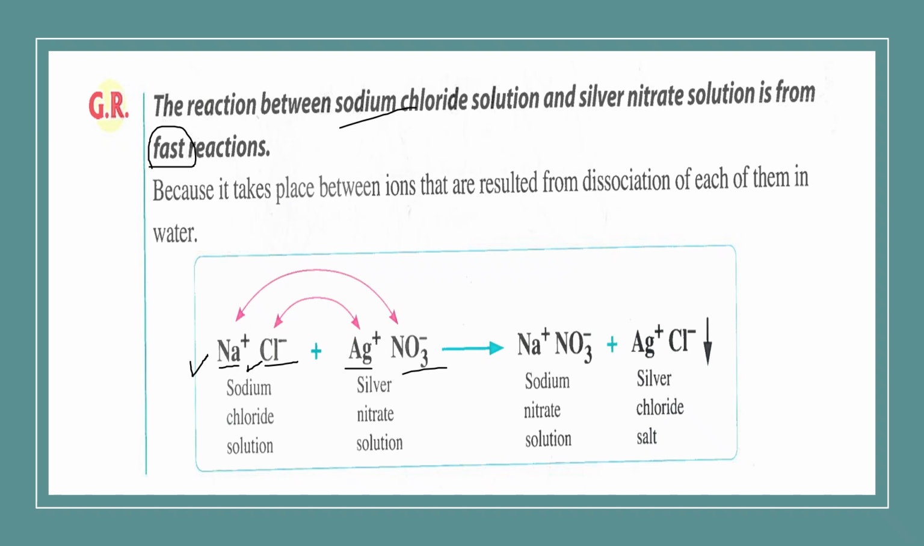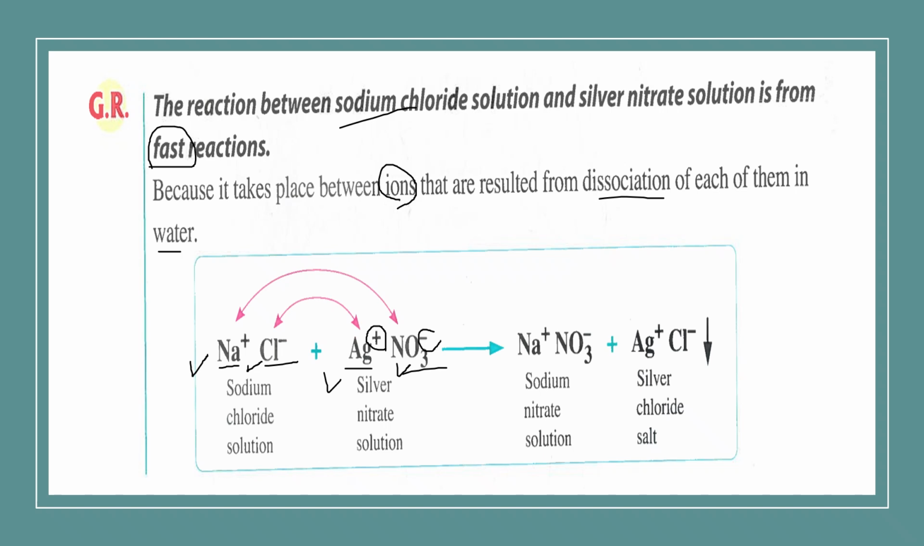Sodium and chloride are the two ions in sodium chloride. Silver and nitrate: nitrate is an atomic group. This group is a negative atomic group, while silver is a positive ion. So the reaction takes place between ions, resulting from the dissociation or dissolving of each of them in water. And keep in mind, please, that ions can be dissolved easily in water.